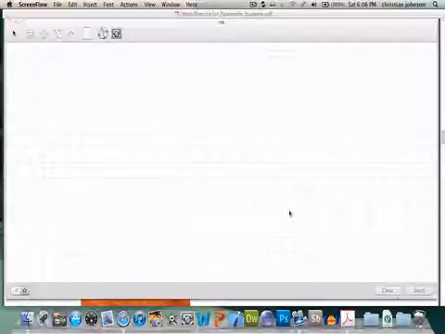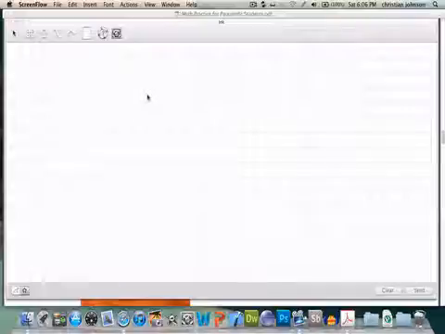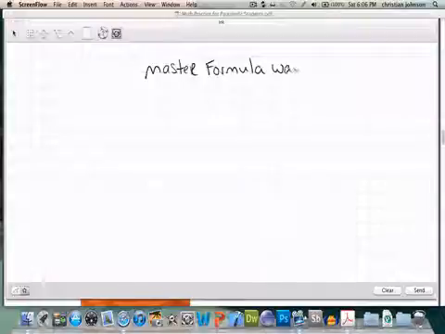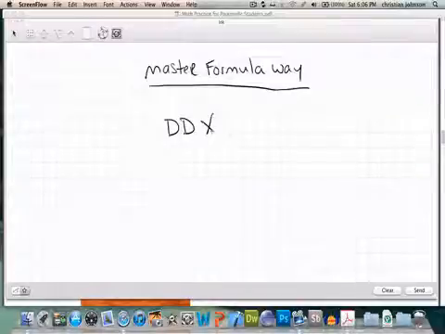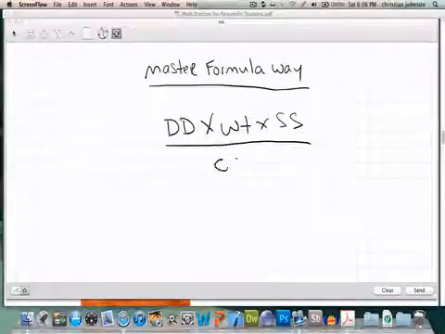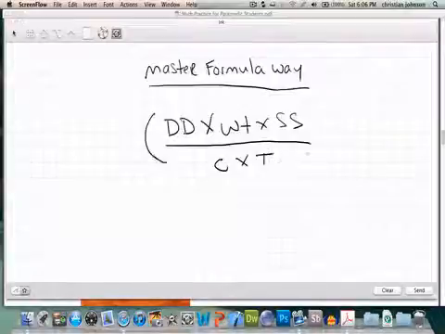So, there are many different ways to calculate your drips and to calculate your drugs. Classically, there's the master formula way and there's the 3 equation way. What I'm going to show you today is the master formula way, which would be desired dose times weight times solution set over concentration times time. Now, it would behoove you to memorize that.